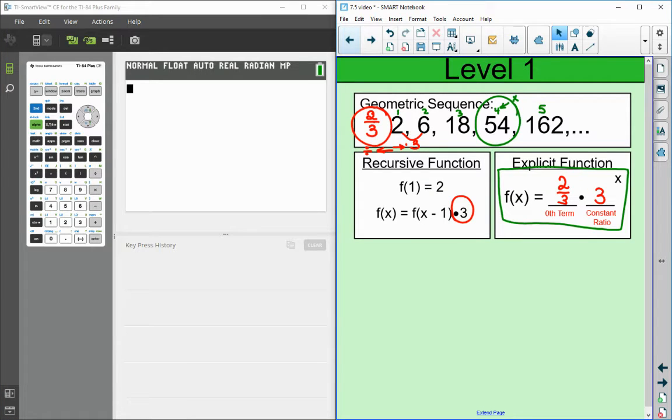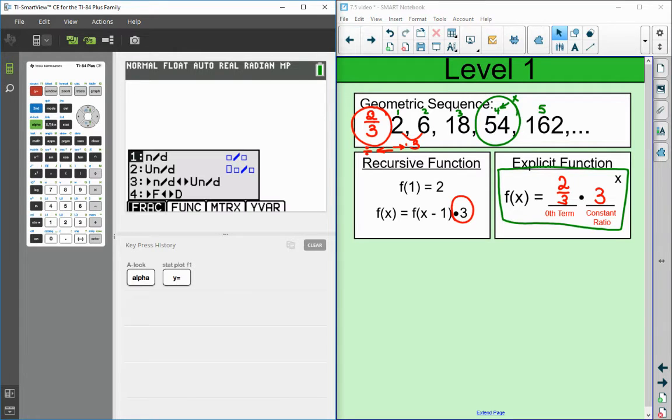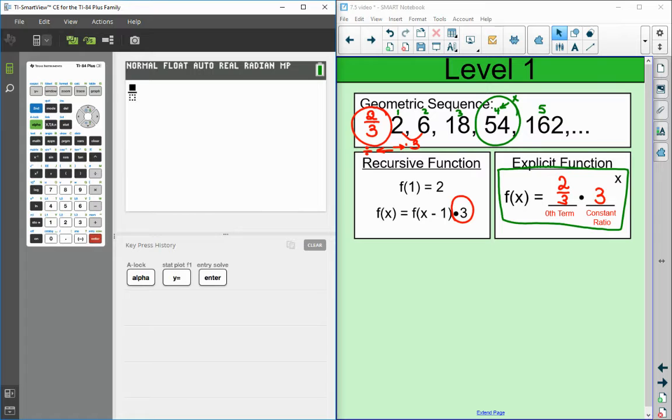There we go. First, I'm going to type in 2/3. I like to use the fraction button. You don't have to, but I'm going to use alpha y equals. I'm going to choose number 1 there, and I'm going to type in 2/3. Now, just because you don't have this calculator does not mean that you cannot do this assignment. There are lots of other calculators that work. 2/3 is the same as 2 divided by 3.